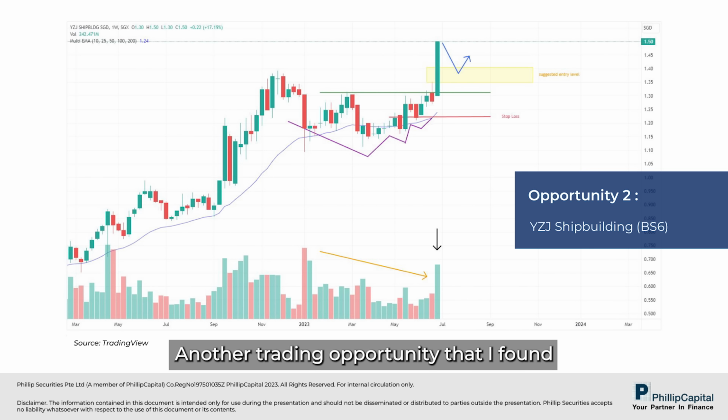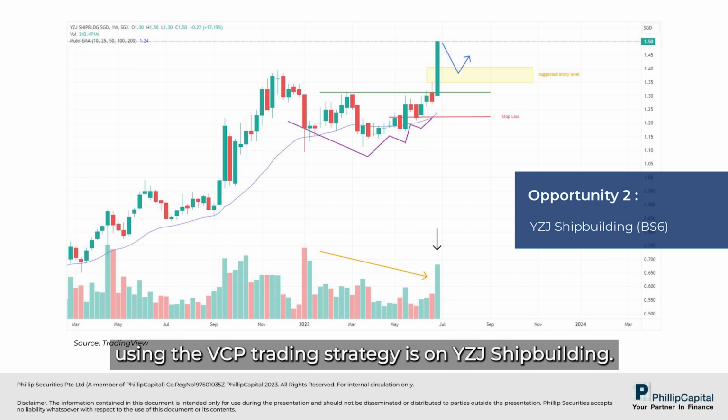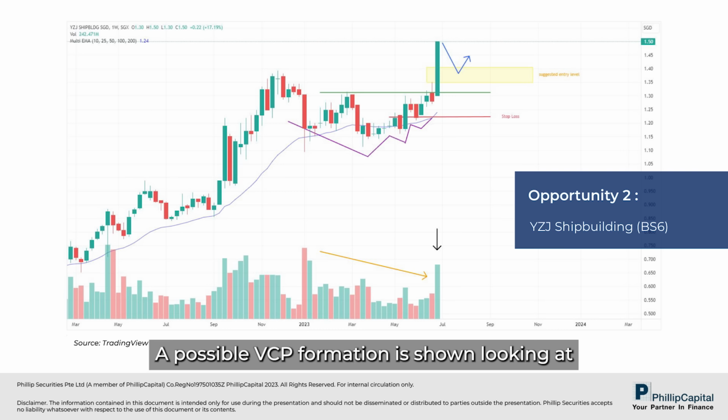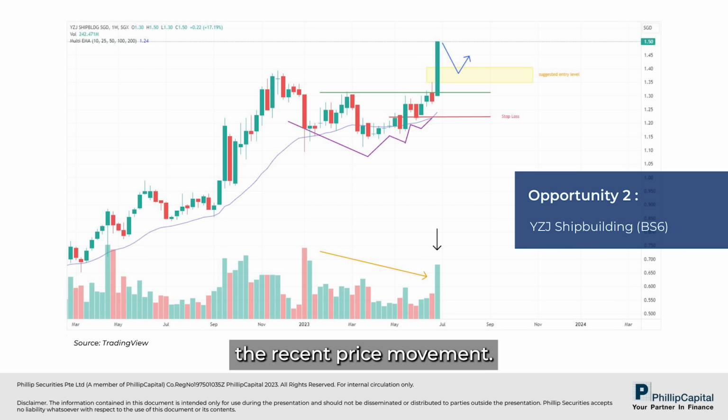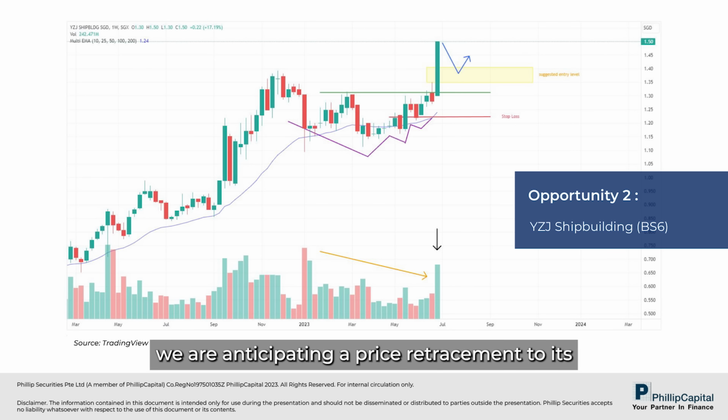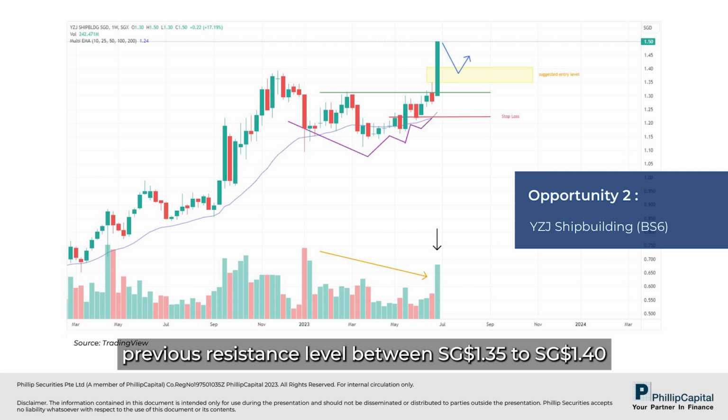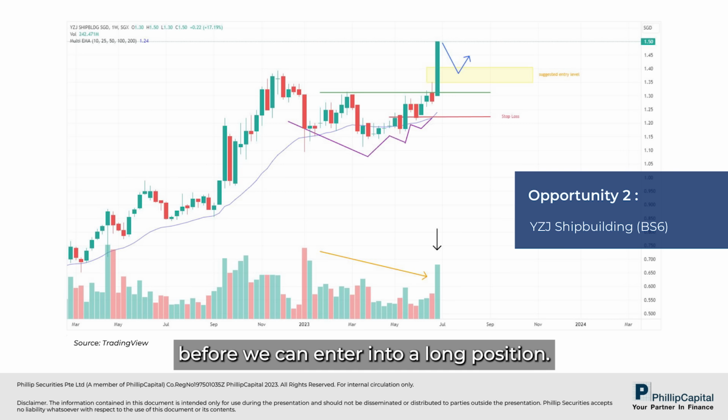Another trading opportunity that I found using the VCP trading strategy is on Yangzijiang Shipbuilding. A possible VCP formation is shown looking at the recent price movement. However, as the share price has already risen by 14% from its breakout point, we are anticipating a price retracement to its previous resistance level between $1.35 to $1.40 Singapore dollars before we can enter into a long position.